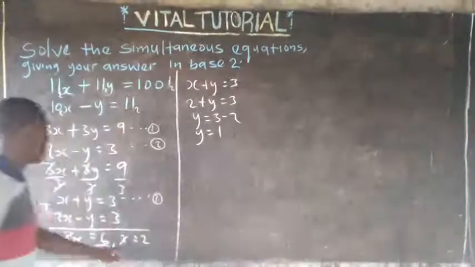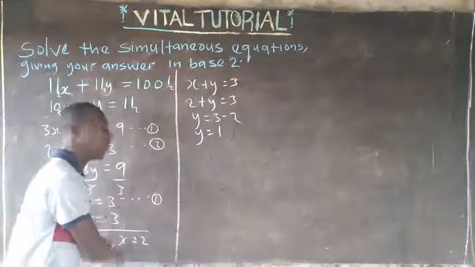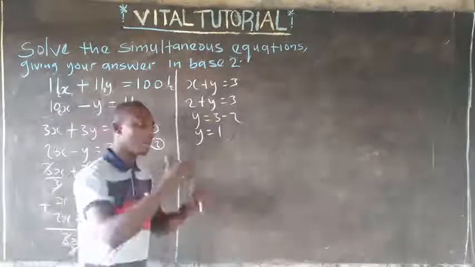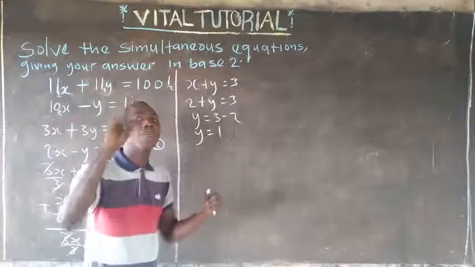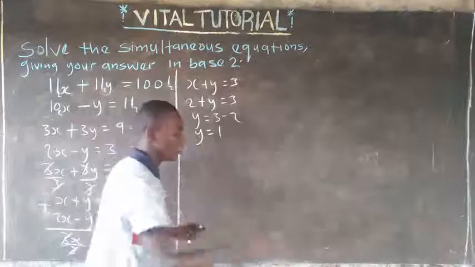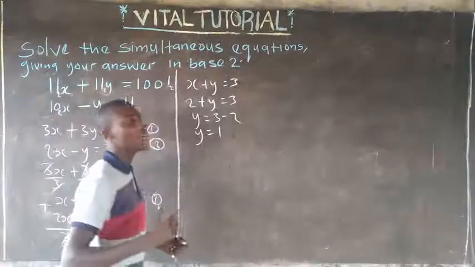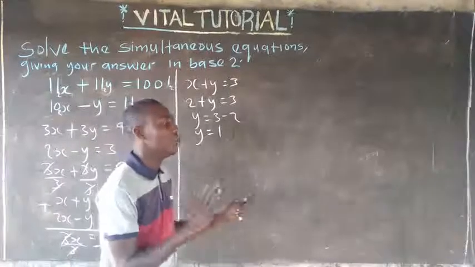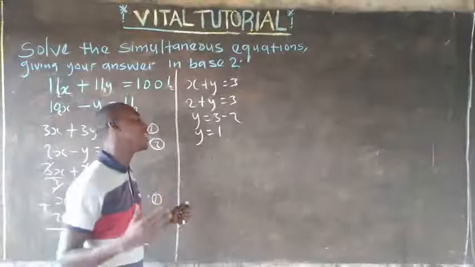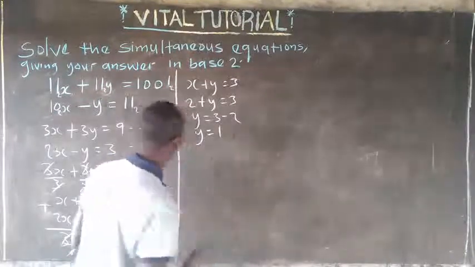But s is 2. It is only the value of s here that we have to convert to base 2, because with base 2 we just have 0 and 1. Your answer must not be equal to your base, and your answer must not be greater than your base. So if you are talking about base 2, your answer will be between 0 and 1. If you are talking about base 3, your answer will be 0, 1 and 2. So take note of that.